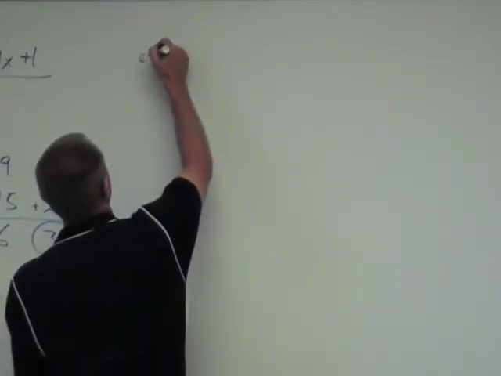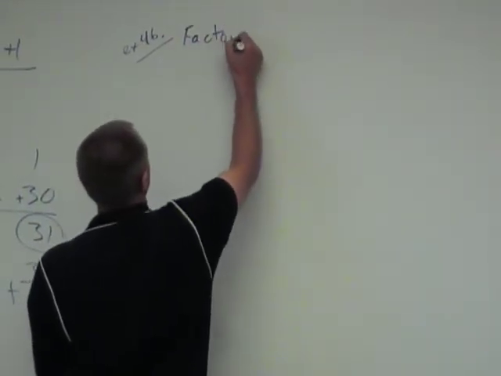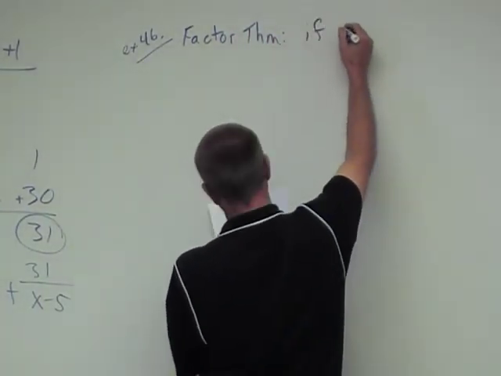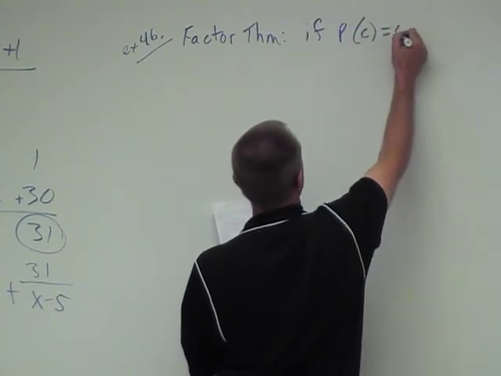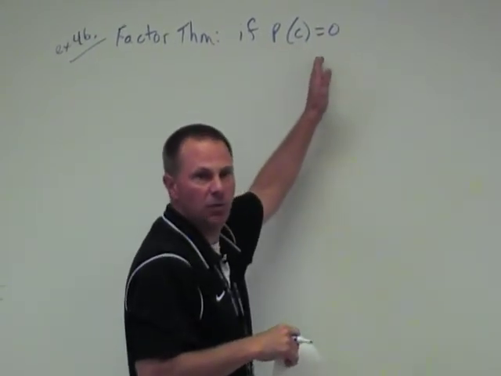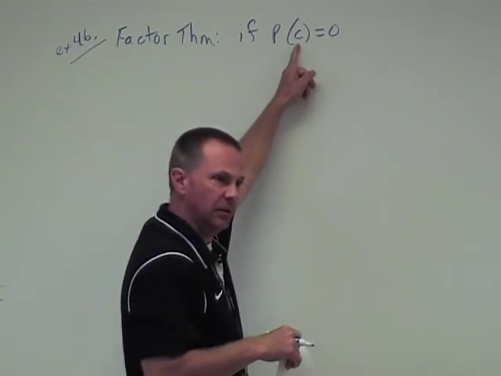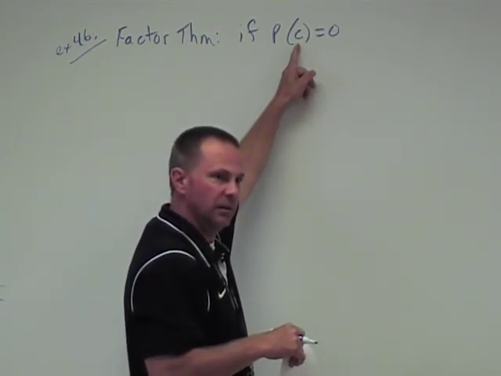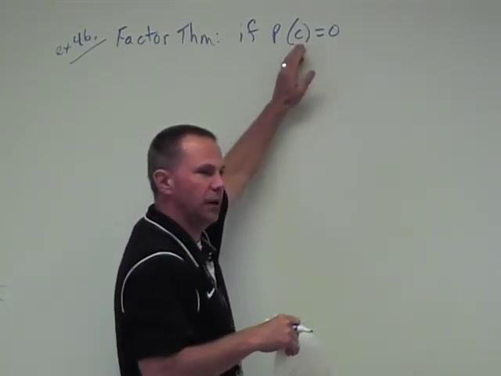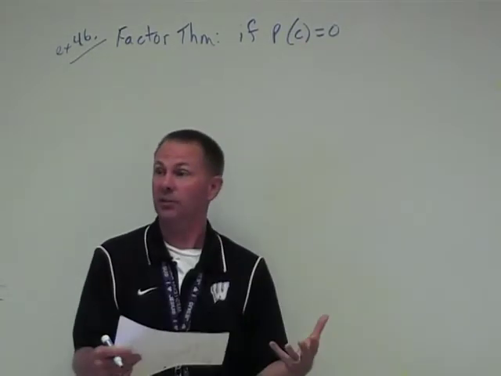Number 46. Factor theorem. I don't really care that there's a nice, neat theorem. What I care about is if you understand what it is we're doing. P of C equals 0. If the polynomial is equal to 0, if y equals 0 when x is this value, right? P of C is just y. So if I plug in a value for x, whatever C is the value of x, and I get 0, that means it's a factor.